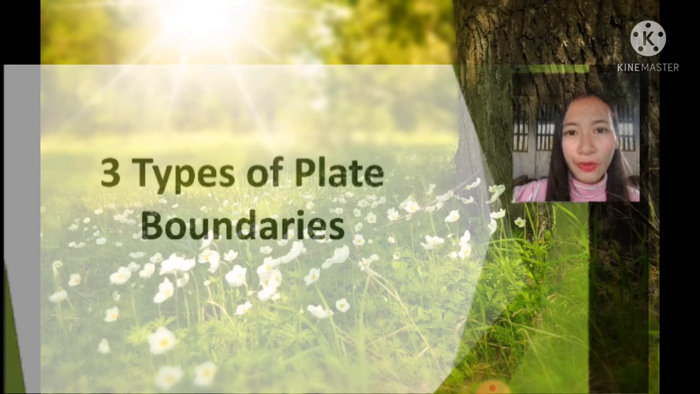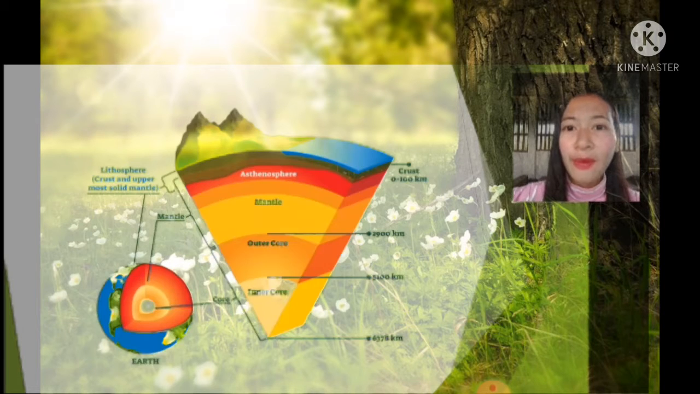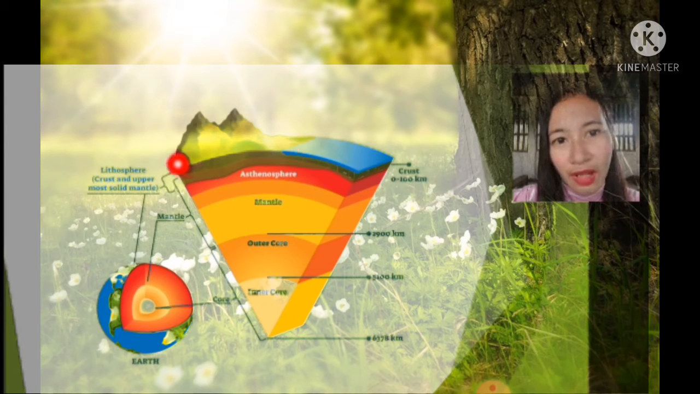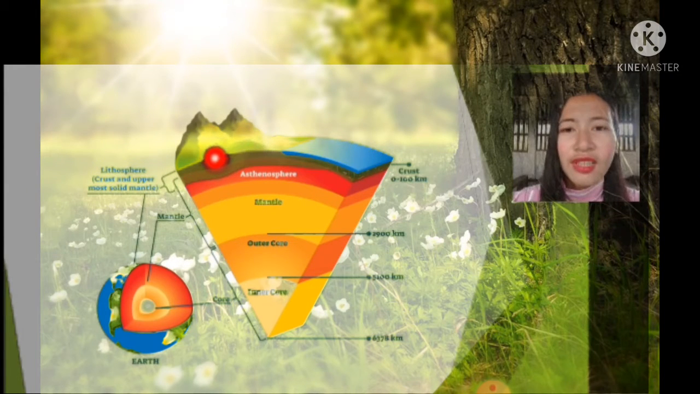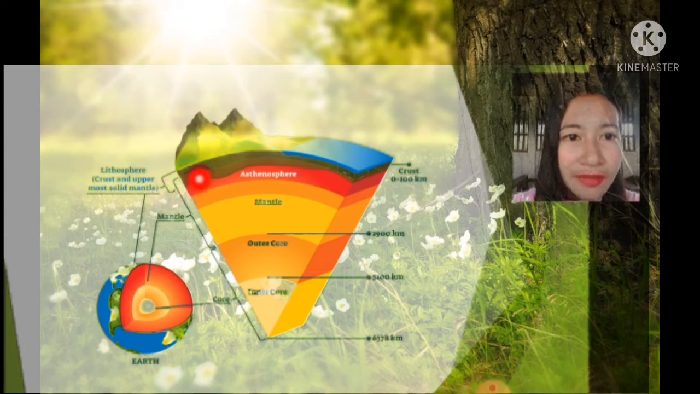As a sort of review, the Earth has four layers, which are the crust, the mantle, the outer core, and the inner core. The crust is divided into two: the oceanic crust, which is located in the ocean, and the continental crust, which is located in the continent or land. The lithosphere is made up of the crust and the uppermost solid mantle.